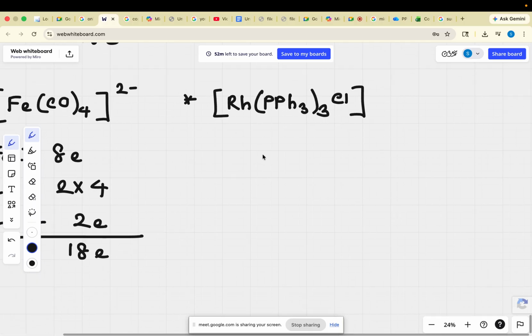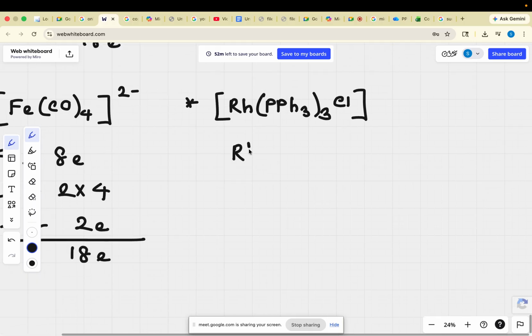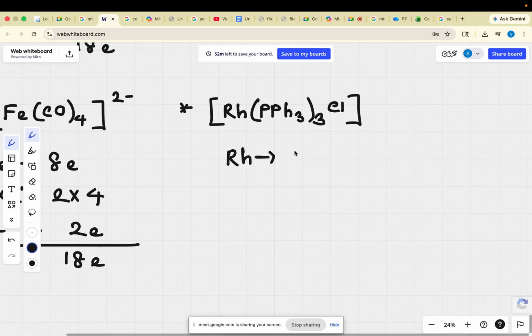First of all, tell me about rhodium. Rhodium donates 9 electrons. Cobalt, rhodium, iridium are all the same group members. So 3d7 4s2 means 9 electrons from the rhodium center.